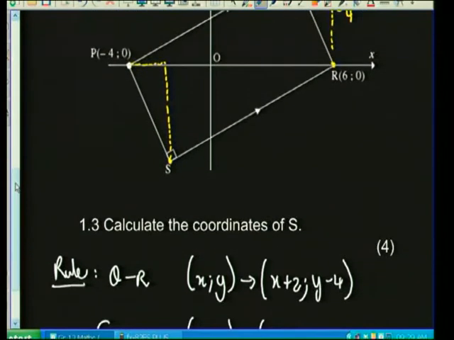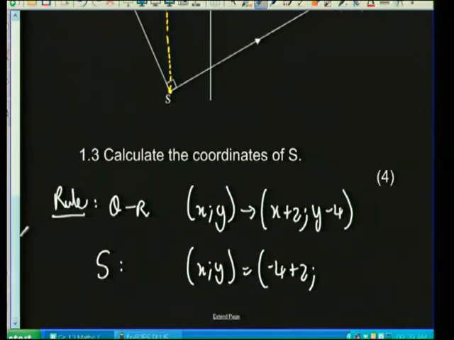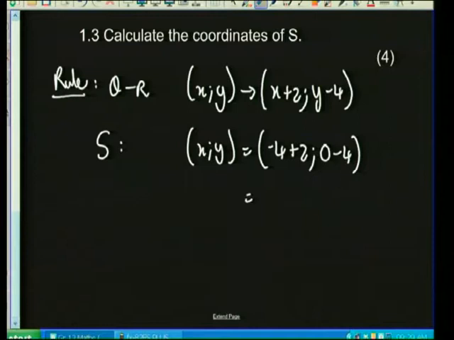And the y part, which is 0 minus 4. And so when I just go and simplify that, I'm going to get negative 2, negative 4. And that then would be the coordinate for S.